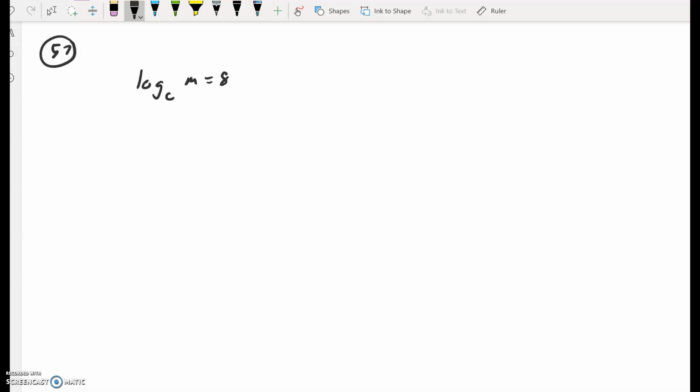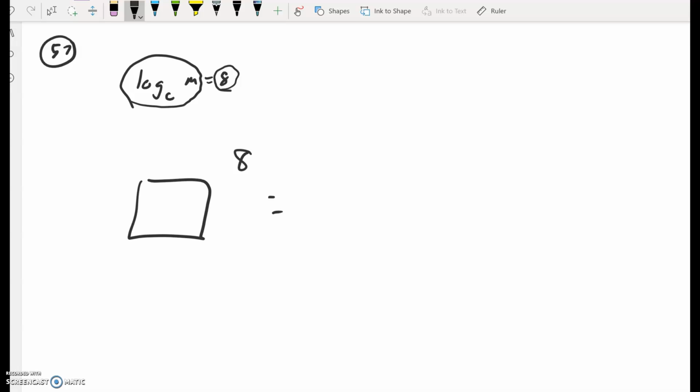This is a logarithmic equation because it has a logarithm in it, and we're asked to write it as an exponential equation. Well, this whole thing is a power. So this 8 is a power. So we're going to have something to the power of 8 equals something else. A logarithm is a power. So when we have a logarithm, we write it as a power.